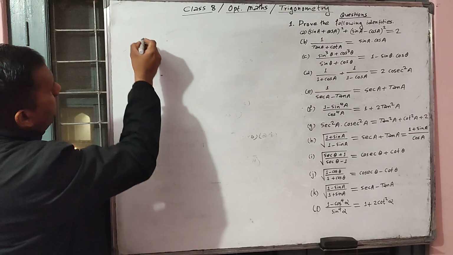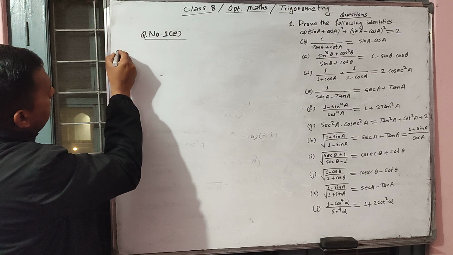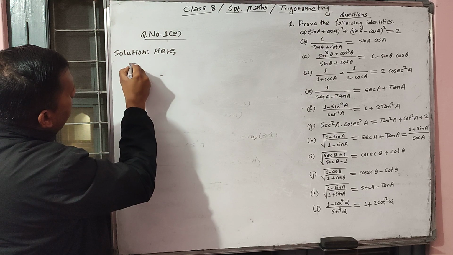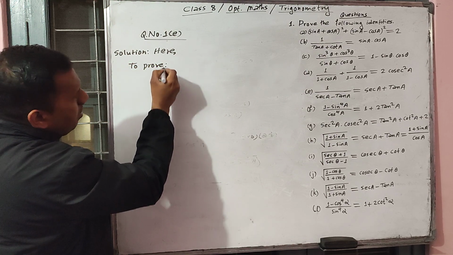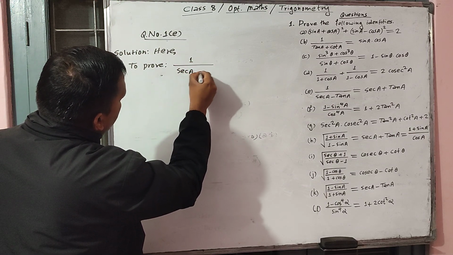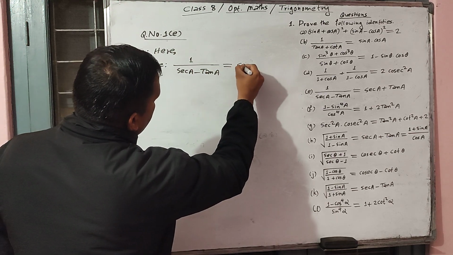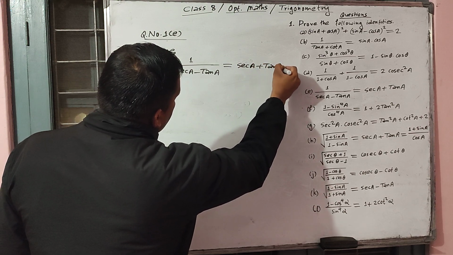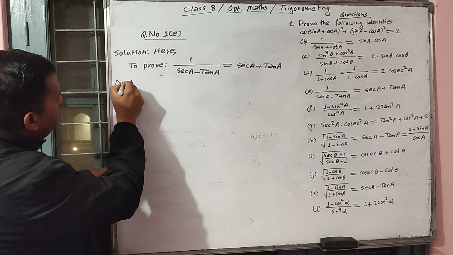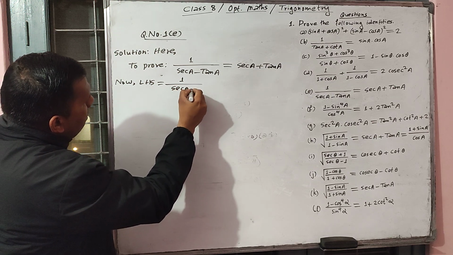Now question number 1a. Solution: here we have to prove 1 upon sec A minus tan A equals sec A plus tan A. Now, LHS equals 1 upon sec A minus tan A.